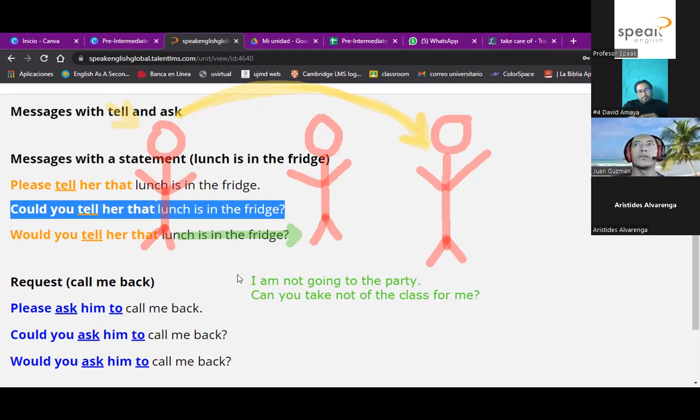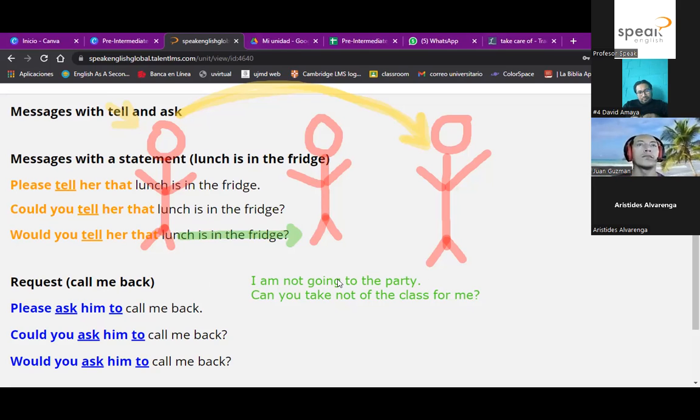Very good, thank you. So I can also use this expression. David, please tell Juan that I am not going to the party. Okay, I will tell him. Thank you. So do you see this idea, guys? When we transmit messages, we add this information. Let me erase my beautiful drawings.